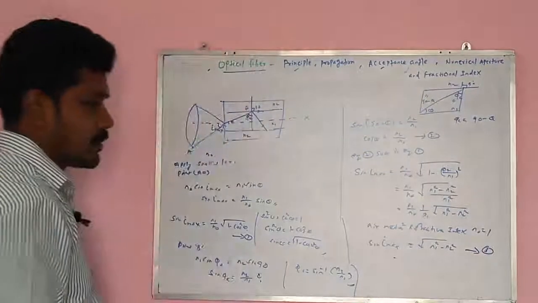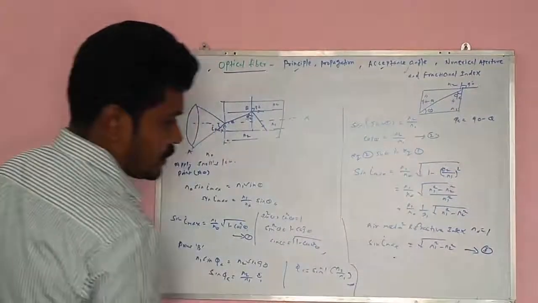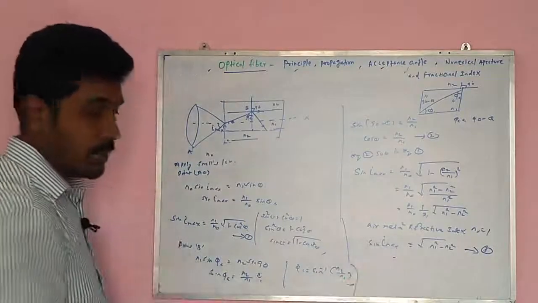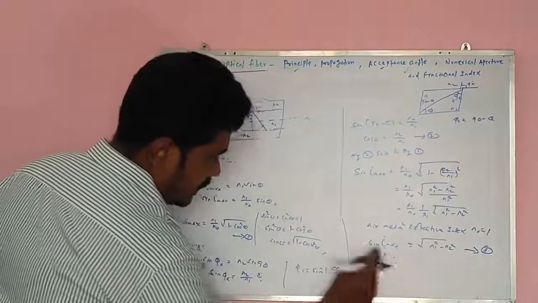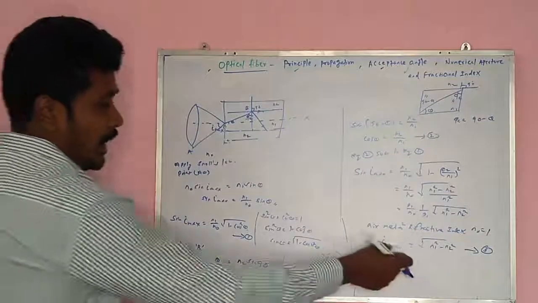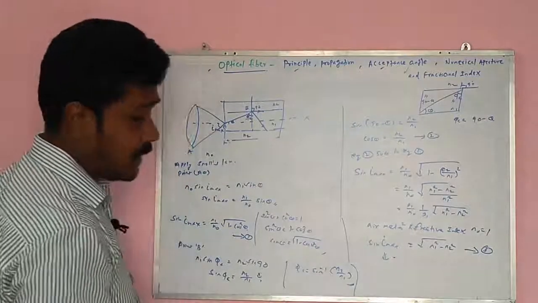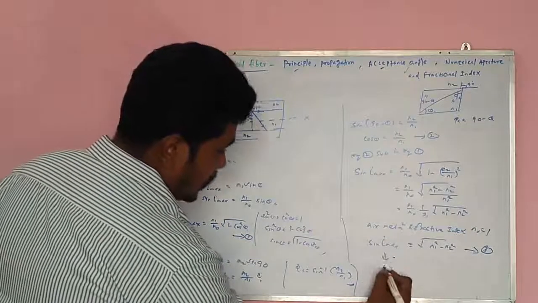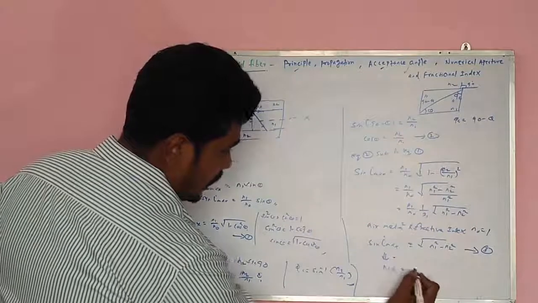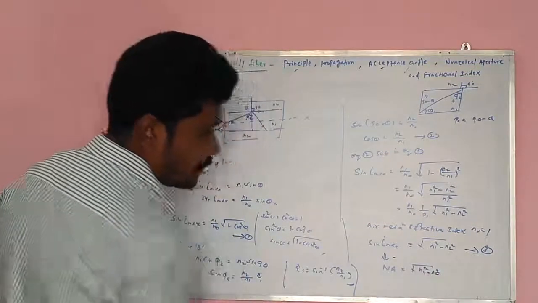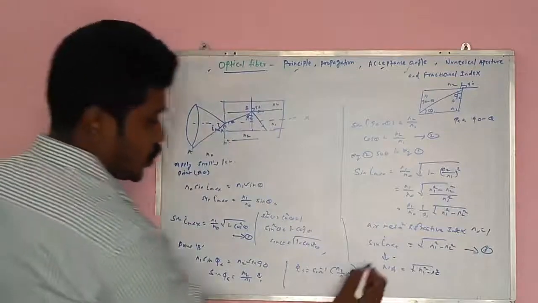Next, we find the numerical aperture value. The sine of the acceptance angle is known as the numerical aperture. Here, i max is the acceptance angle, or the maximum angle to follow total internal reflection. So that is the value for numerical aperture. Numerical aperture is equal to root of n1 squared minus n2 squared.